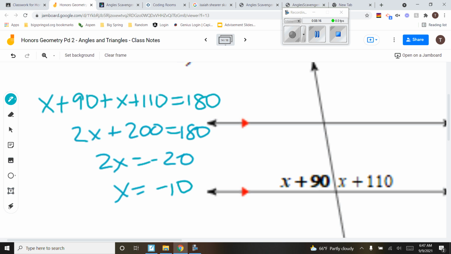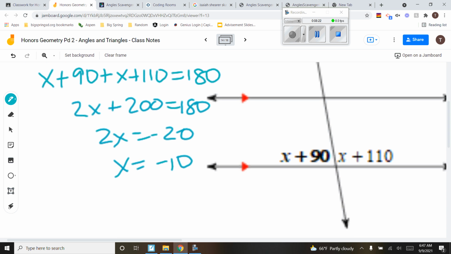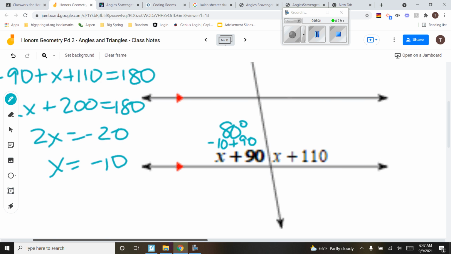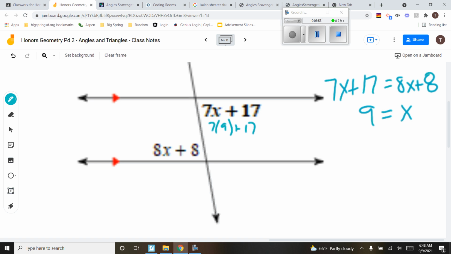X would be -10. And I think the directions say to find the measure of the angle in bold. So I'd plug in -10 plus 90, and I would say that's 80 degrees. So that would be my final answer. Going over here, these are alternate interior. They're both acute, so this is going to be a situation where they are equal. If I move stuff over, I get x equals 9. So if I plug that back into the bold angle, 7 times 9 is 63, plus 17 should be 80 degrees again.